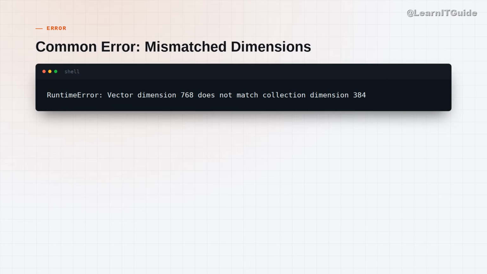A common mistake occurs when your embedding model dimensions do not match your database configuration. This happens if you switch from a model like MiniLM, which uses 384 dimensions, to OpenAI's Ada model, which uses 1536. The fix is simple. You must recreate your collection with the correct dimension size. Always verify the output size of your model before initializing your database collection.